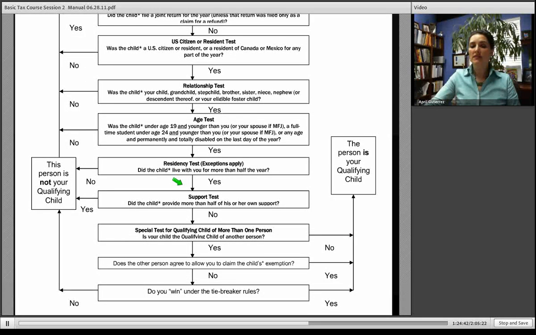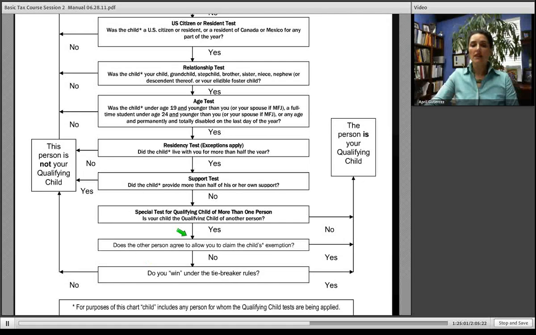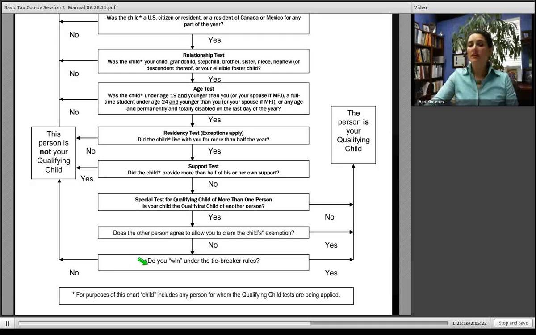If the answer is yes, the child could be claimed by someone else because the child is the qualifying child of someone else, then we move on to the tiebreaker rules. The first tiebreaker rule is, does the other person agree to allow you to claim that child's exemption? If they agree, you get the kid. If they don't agree, you're out. Well, maybe. You're not out if you win under the tiebreaker rules. If they do not agree to let you claim that child's exemption, then you can go down here and see if you can force them into allowing you, because they have no choice if you win under the tiebreaker rules.